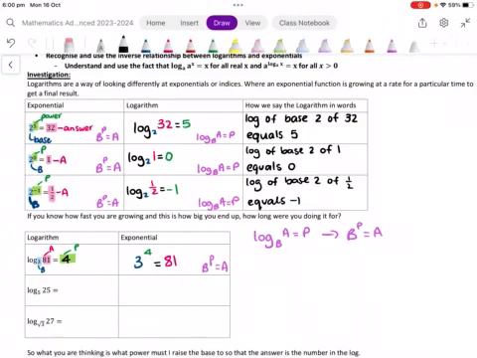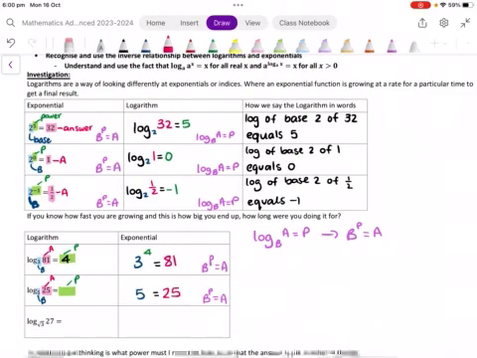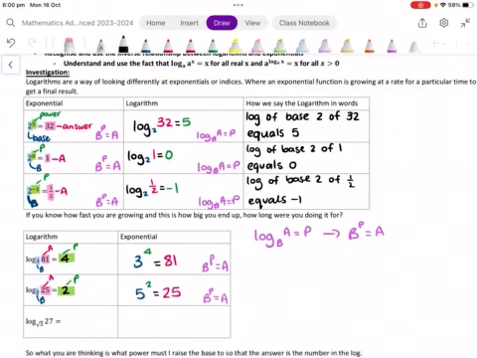So for log base 5 of 25, like I said, we have our base, we have our answer, and we want to work out what our power of our exponential is here. So we use our B to the power of P equals A. We know our base is 5. We want to work out what our power is, and this equals 25. We all know that 5 to the power of 2 equals 25. So that means that log base 5 of 25 equals 2.